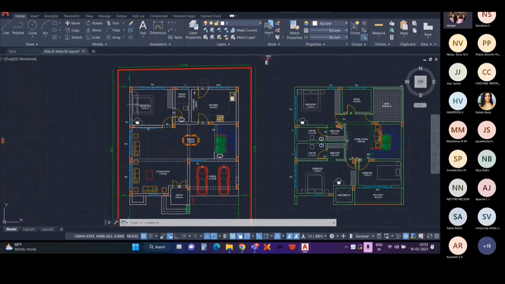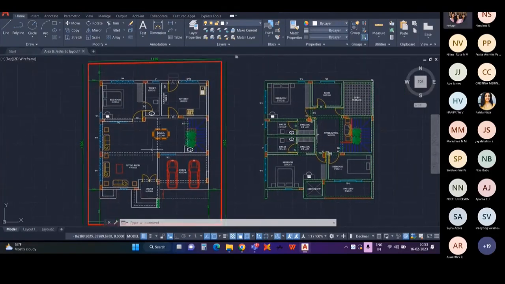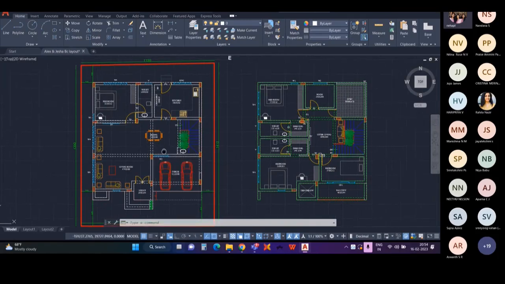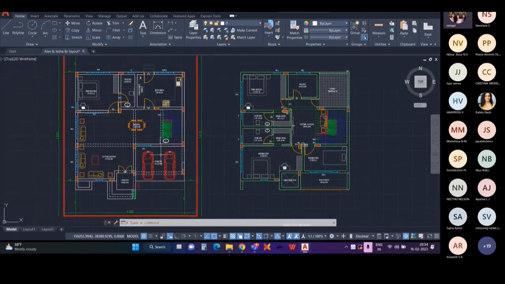So this is not the final size of the column, and this is not the final size of the beam. We will be finalizing it only after analyzing and making the model safe in ETABS. That's how a beam column layout is prepared and finalized. The final beam column layout will be finalized only after analyzing and after getting approval from the client. So that's all about the beam column layout preparation.